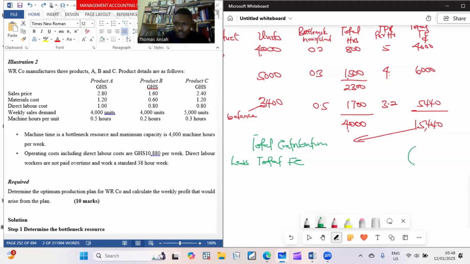So the cost has been given here as 10,880. So what is my overall profit per week? Profit per week is therefore given by minus 10,880. That gives me 4,560. So these are the processes you go through to deal with throughput. Is it difficult? Very easy, right?